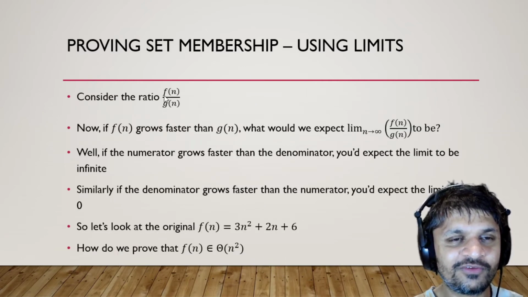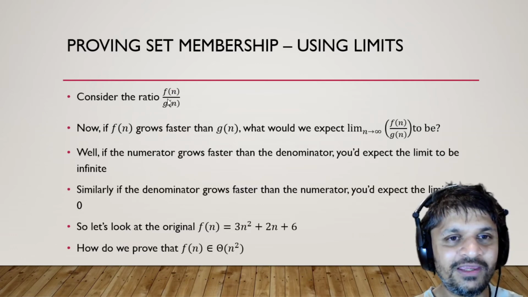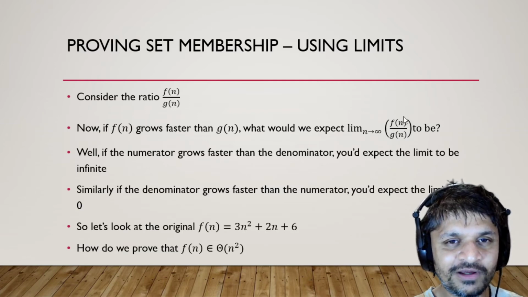Now, let's look at how we can use limits. So think about the ratio f of n over g of n. This is for any two functions, right? If you've got two functions, f of n and g of n, if I take the ratio, I expect a certain property to hold. If f of n grows faster than g of n, what would you expect the limit as n tends to infinity of f of n over g of n to be? Now look at these two. If f of n grows faster, you'd expect the numerator to be getting bigger than the denominator, right? So over time, as this thing just grows faster and faster compared to this one, you'd be expecting this ratio to increase, right? Which means you'd expect eventually, in the limit, it to be infinite. Okay? So if f of n grows faster than g of n, we'd expect this limit to be infinite.